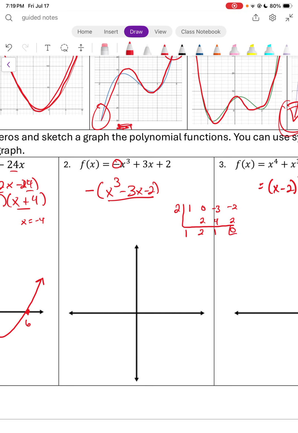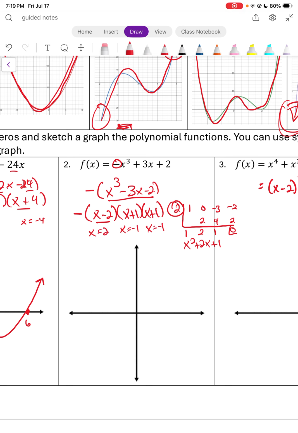So therefore, we have, as a factor, bring the negative down. Our first factor is x minus 2. Then what we can do is take this x squared plus 2x plus 1 that we got as a remainder and go ahead and split it into x plus 1 times x plus 1. So we're going to have factors at x equals 2, x equals negative 1, and x equals negative 1.